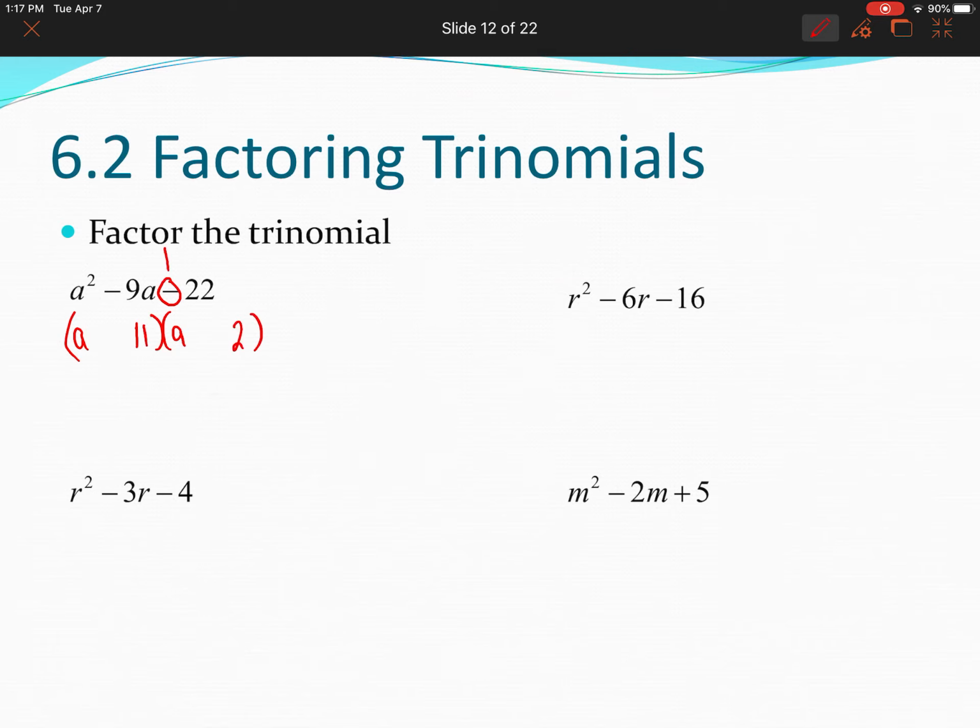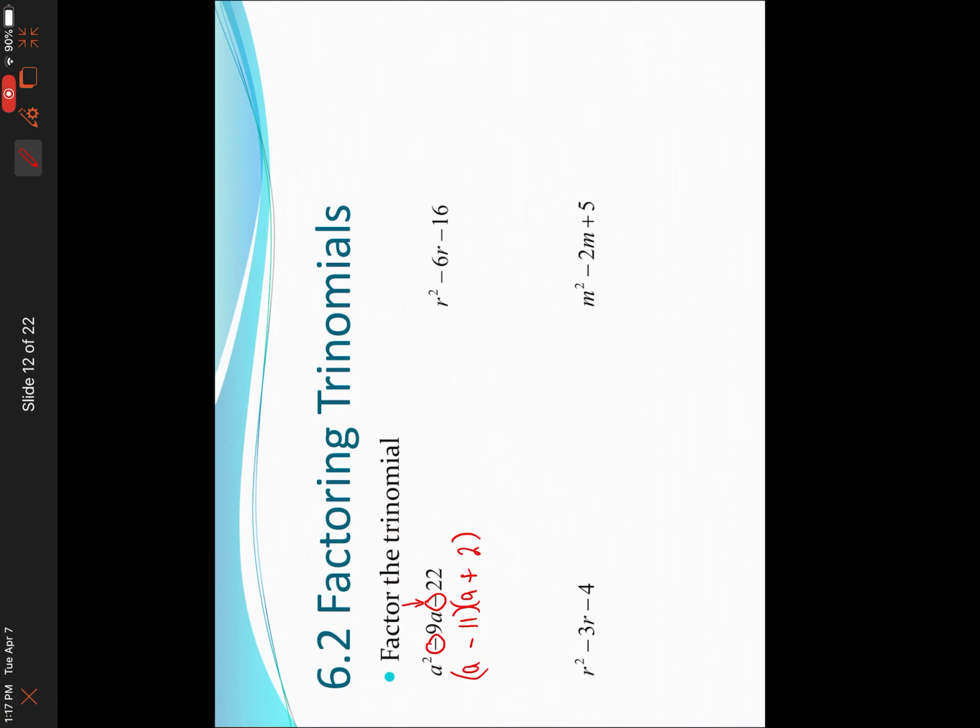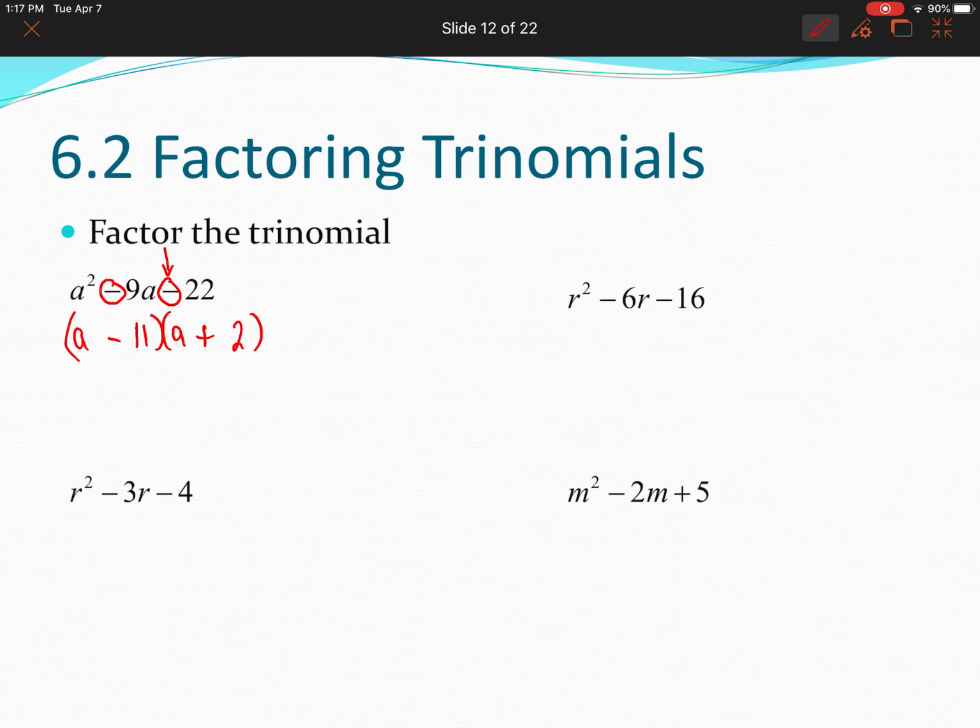And now because the sign is negative, it tells us these signs in our binomials need to be different. And so this sign goes to the biggest number. So the 11 is negative. Since they're different now, the 2 is positive. And so there is our final answer.